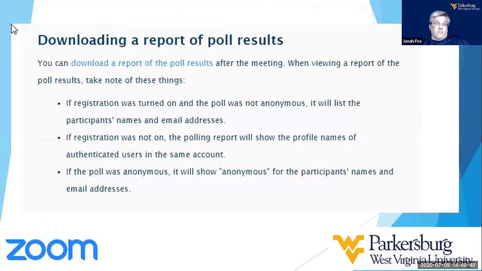And what that report will look like, of course, is going to depend on what you did in creating your meeting, whether you had registration turned on, whether you clicked anonymous. The three things you want to remember: if registration was turned on for that poll meeting and the poll was not anonymous, the report will list all the participants' names and email addresses, as well as the answers to the questions that you asked. If registration was not on, the polling report's only going to show the profile names of the authenticated users, which is basically the name that they use to log in with and come into your meeting. If the poll was anonymous, it's only going to show anonymous for participants' names and email addresses, but it will still show you the answers that were given.